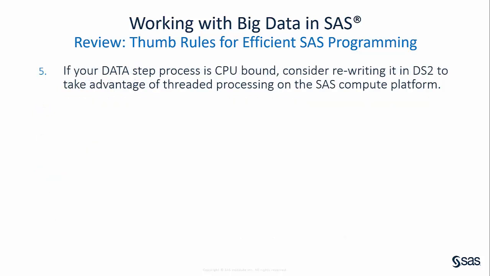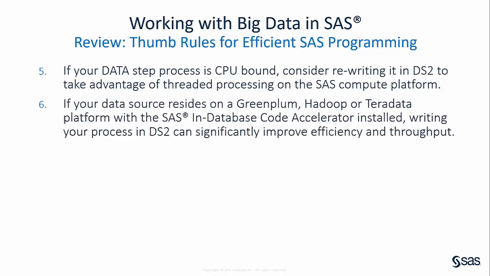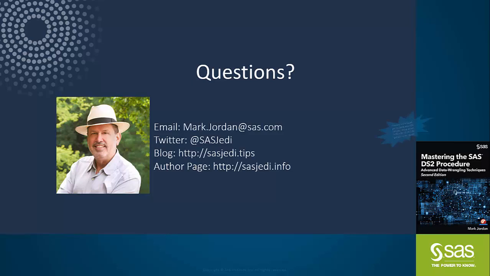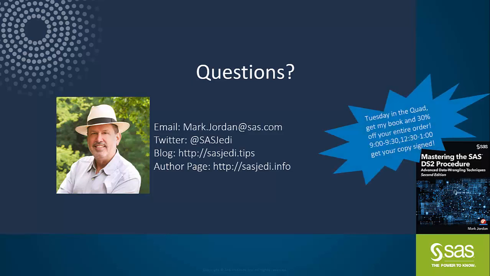Look at your log. If your data step is CPU bound, you should consider rewriting that in DS2 to take advantage of threaded processing right there on the base SAS platform. Nothing but base SAS required. And if your data sources are on one of the supported data sets and you have the code accelerator, you should definitely write in DS2. And finally, if you have SAS 9.4 M5 and SAS Viya available, you should consider running just about everything up there because it is blazing fast.